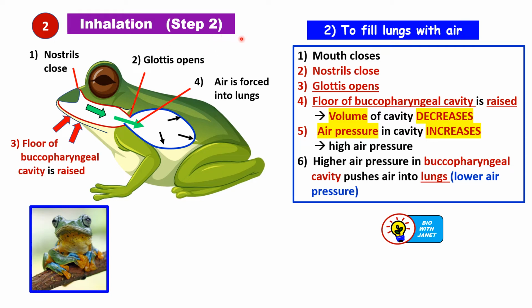Next, in inhalation step 2, the aim is to fill the lungs with air. The air has already been drawn into the buccopharyngeal cavity from the atmosphere, right? So now the mouth closes and the nostrils will also close to prevent any air from escaping through the nostrils. Then the glottis will open, okay? The glottis opens to allow air to be forced into the lungs. Now, how is air forced into the lungs? The floor of the buccopharyngeal cavity will be raised, so that the volume of this cavity decreases. Then the air pressure in the buccopharyngeal cavity increases, so the higher air pressure will push the air into the lungs, and the lungs will then expand as shown here.